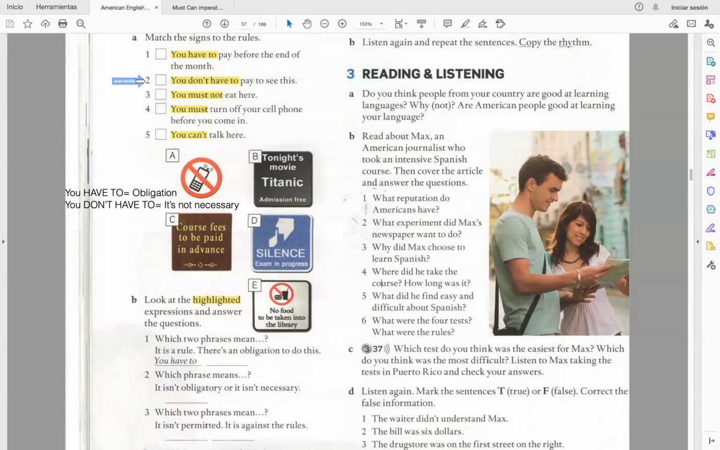So number two, you don't have to pay is letter B, okay? And it means it is not necessary to pay because the admission is free. Very good. Number three, Maka? You must not eat here. Letter E. And what is that?